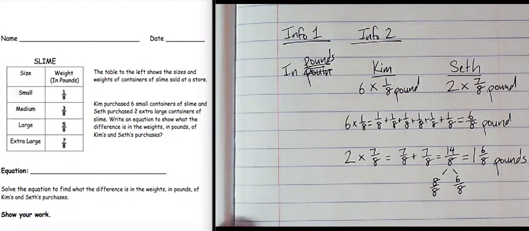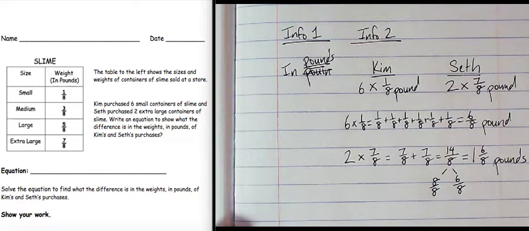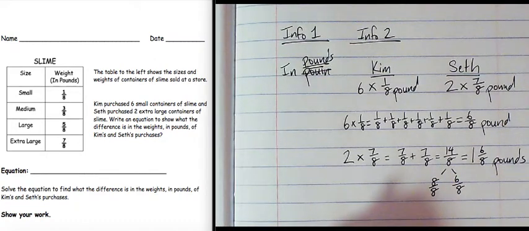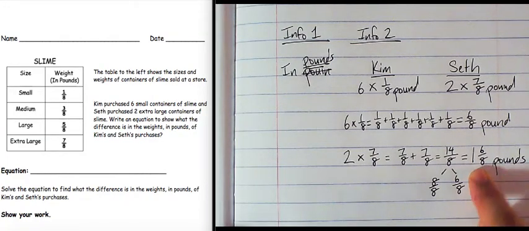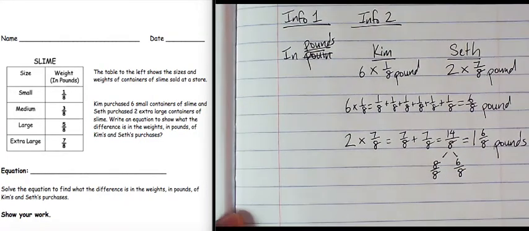Let's take a look at our info 3. Write an equation to show what the difference is in weights. Oh, the difference. If we're thinking difference, we're thinking of subtraction, because we want to find what the difference is between 2 amounts. So write an equation to show what the difference is in the weights in pounds of Kim's and Seth's purchases. Well, I know that Seth purchased more than Kim. So let's see what the difference is.